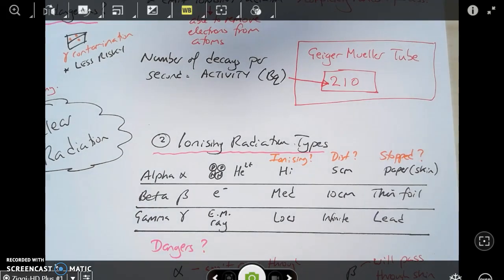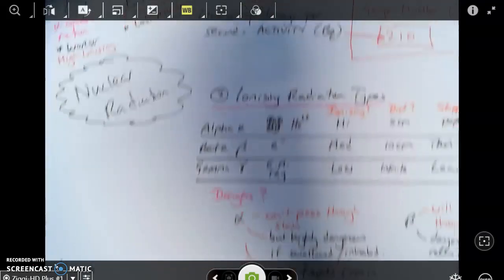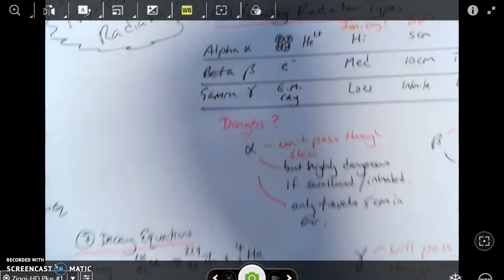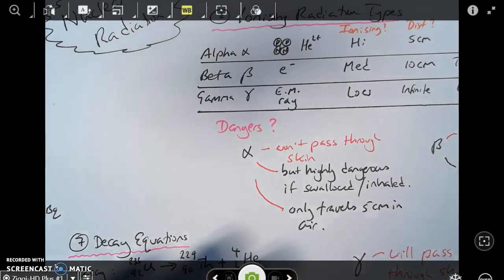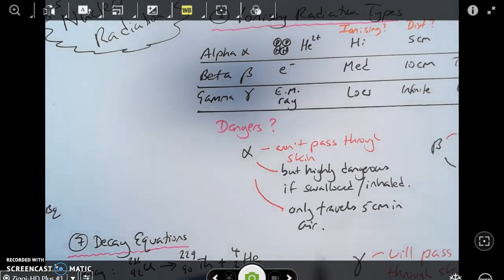Let's just talk about those 3 in terms of dangers, because you might be asked about that. Well, alpha particles won't pass through your skin, but they are highly dangerous if you swallow them or breathe them in because they're so ionizing. They will interact with atoms in cells and cause a lot of damage, killing cells and possibly causing tumours. But they only travel about 5 centimeters in air, so it's quite difficult for them to get to you. So remember, unless you breathe it in or swallow it, there's very little danger from that.